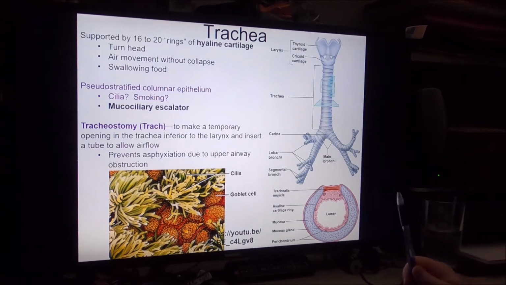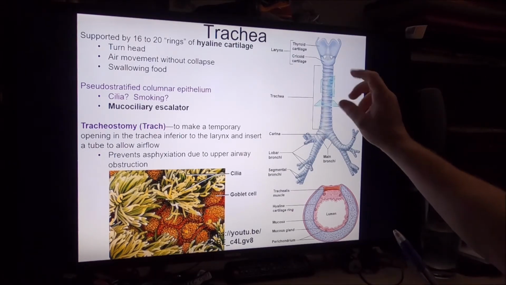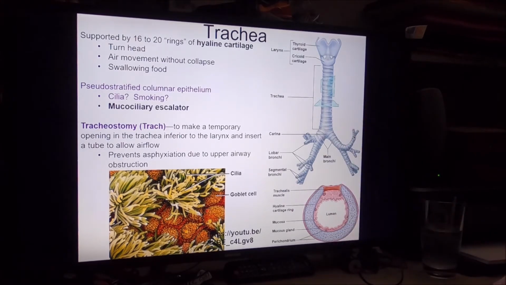This helps hold the trachea open, okay, the windpipe open, if you will, while we're breathing. And by having these open rings with gaps in between, it allows you to turn your head without building up tension with that cartilage. So that's important as well.